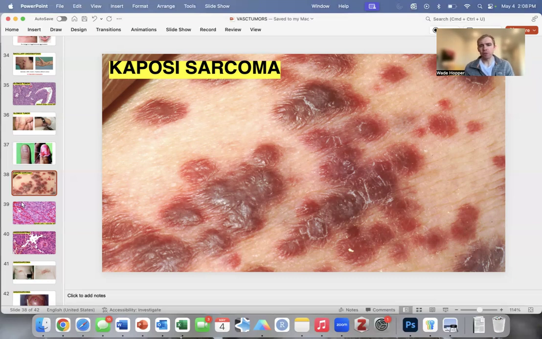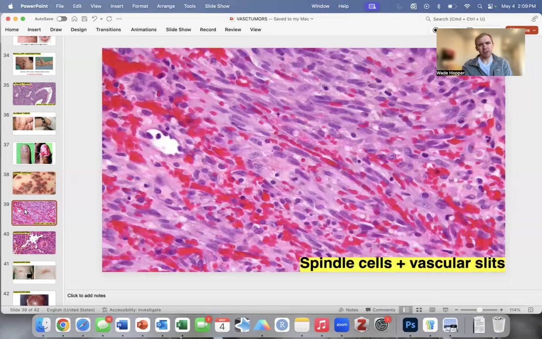Here's what it looks like grossly. Again, similar to Bacillary Angiomatosis. Raised, papular, maculopapular. These can get really big and bad and ulcerate. And on histology, you see spindle cells, so fibroblasts that are slim. And you also see vascular slits, very slim, thin, narrow vascular channels on histology. So that's Kaposi sarcoma.